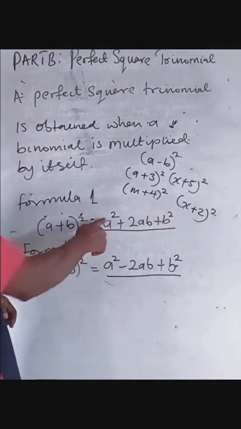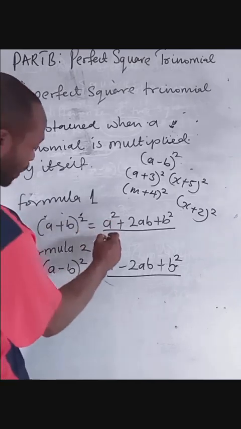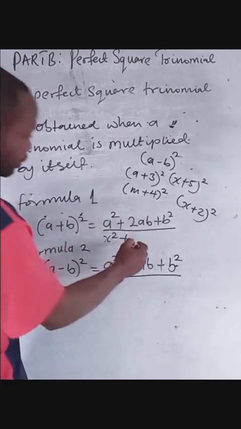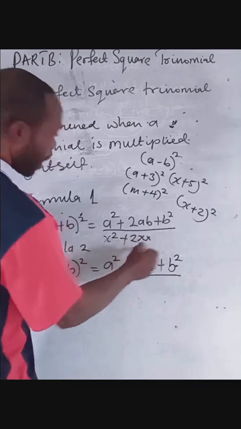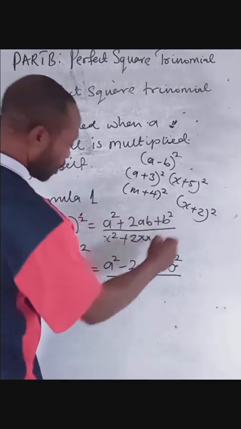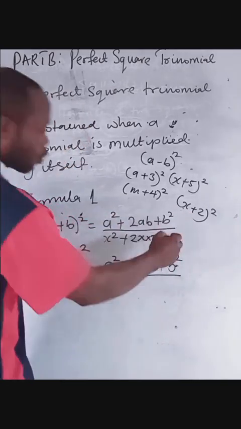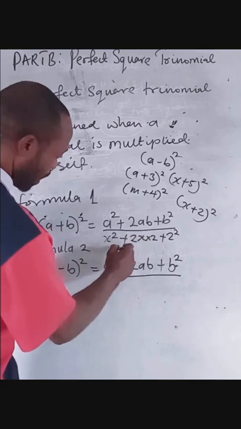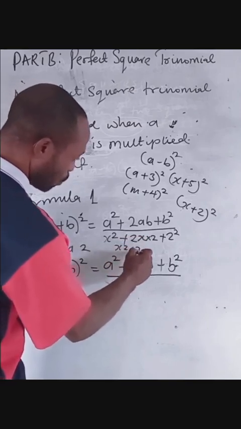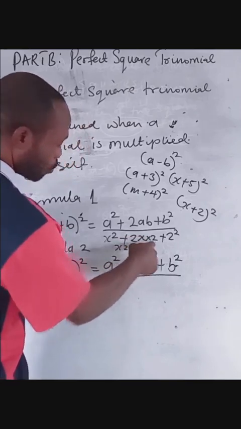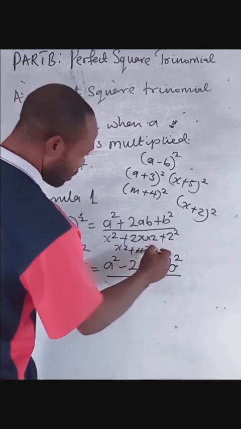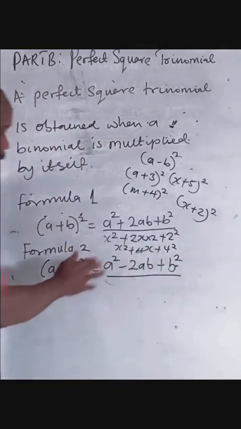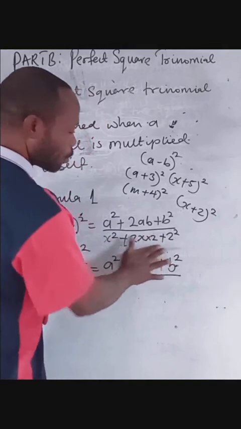So in this case now, where you have a squared, this is going to be x squared plus 2a, that's 2x multiplied by b. What's the value of b? 2. Plus b squared is 2 squared. So the resulting expression is going to be x squared plus 2 times 2 is 4, plus 4x plus 4 squared. We're going to see more of these in the following examples that we are going to treat.